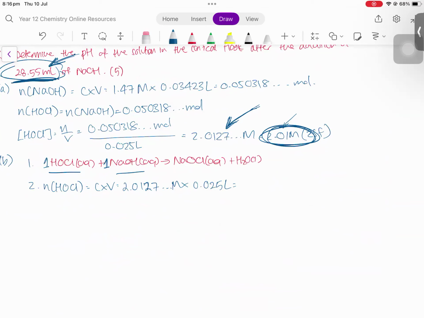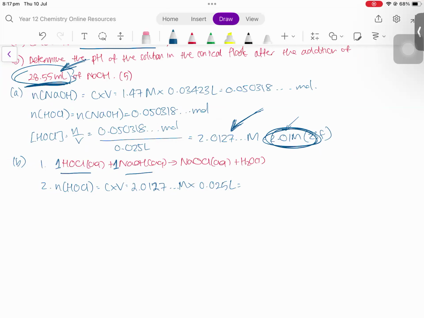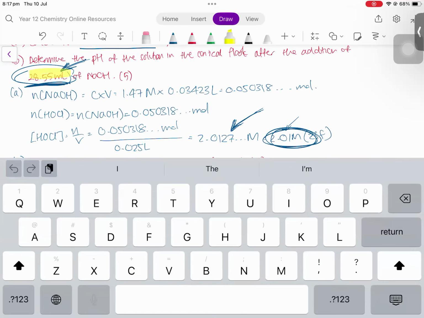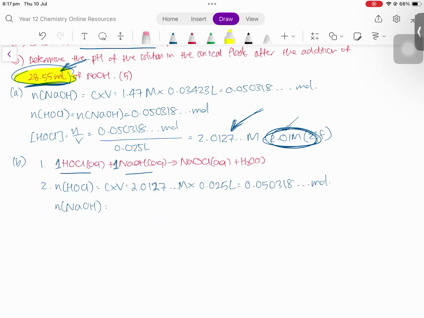What's the moles of the acid? 0.050318. And then the moles of the base, again, this is now a mixing acid-base question. I'm not doing stoichiometry work yet. This is the moles of the acid and base that I put in the first place. They told me it's 28.55 mL. That's what they want.